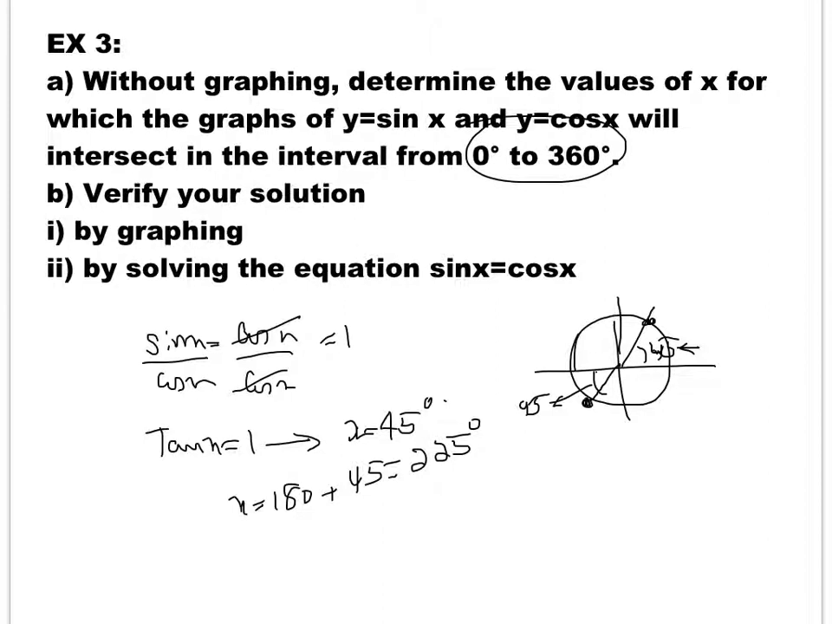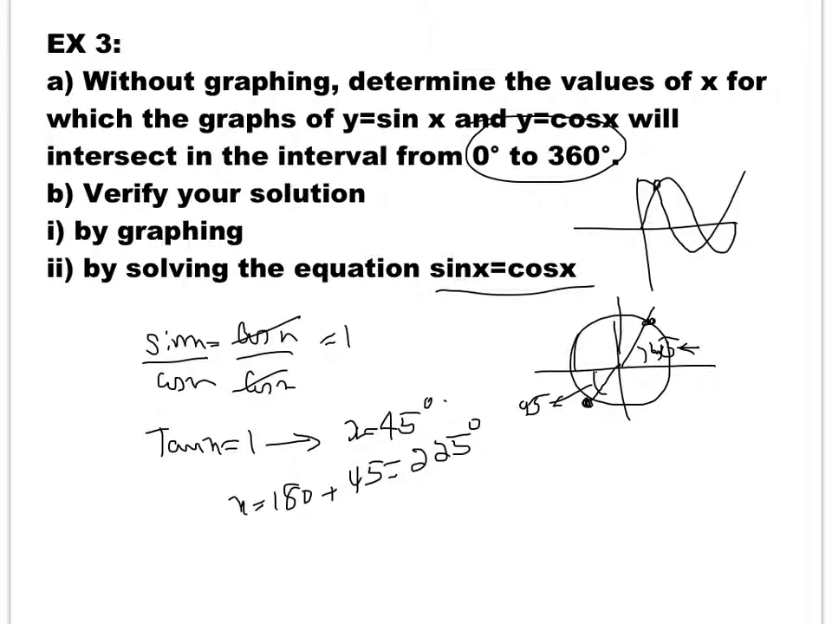Verify your solution. I'm going to plug in 45 and 225, and you can see using a calculator that both of them give you 0.70, for sine and cos, they give you the same answer. That's the whole point. By graphing, just use any graphing technology, your calculator, or go to Desmos, and then plot the graphs. Then you will see that they are going to intersect at the same point. And those 2 points are going to be x equal to 45 degrees and x equal to 225. And by solving, I just solved it in front of you.